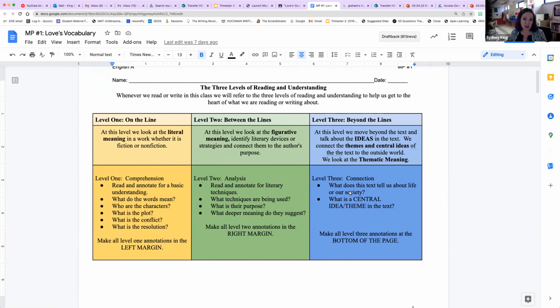And then the third time you look at it, I want you to look for the beyond the text, right? Where are the ideas? So how do you connect to the theme, the central idea? How does it connect to outside of this text? Where are schema connections? And how does it tell us about life, our society, right? This is the big idea.